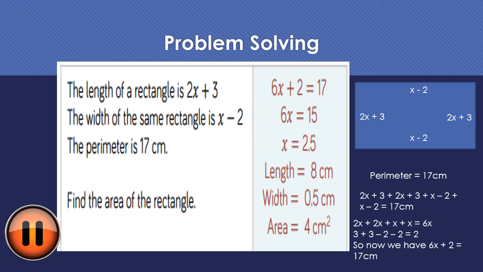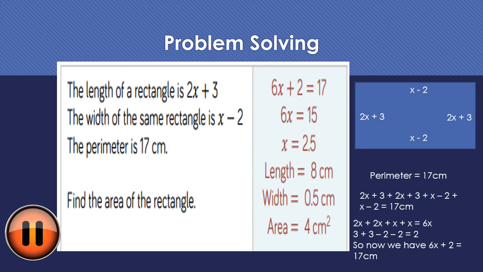Okay, then we do the same with the numbers that are not joined to a letter. So we've got 3 plus 3 minus 2 minus 2. So 3 plus 3 gives us 6, and if we minus 2, we have 4, and minus 2 again, we have 2. So now we've simplified our equation. We've simplified it to 6x plus 2, and we know that that equals, altogether, when added together, 17 centimeters.